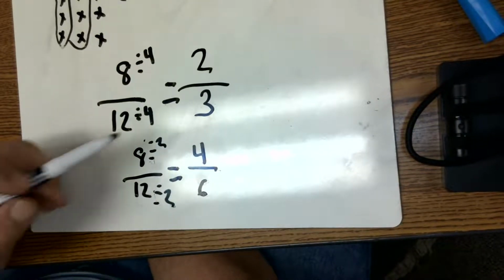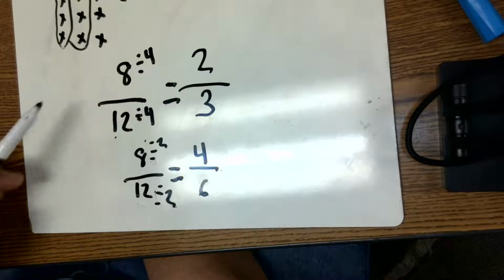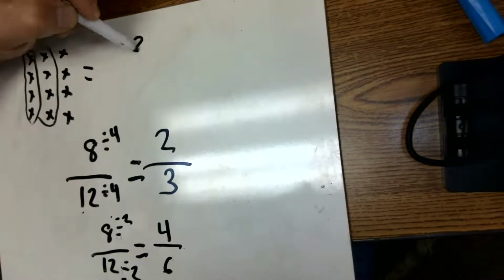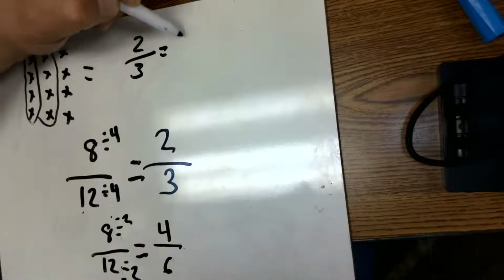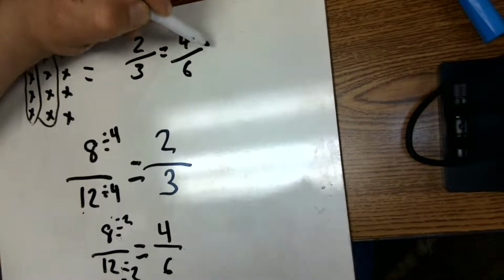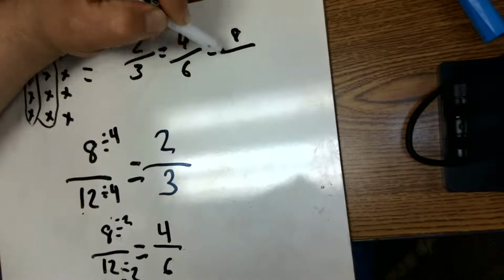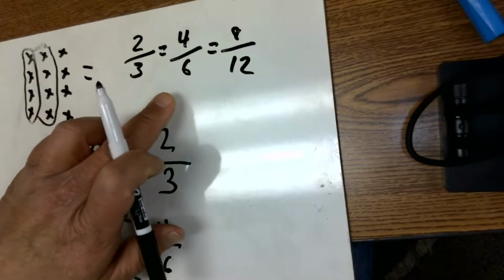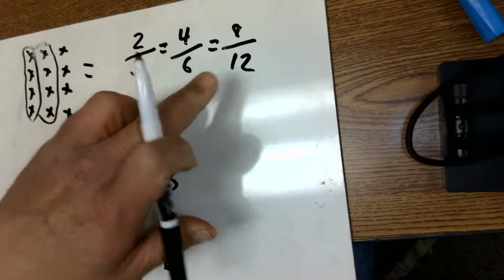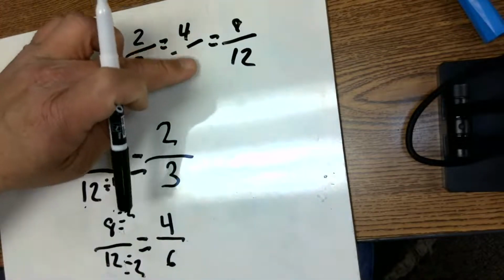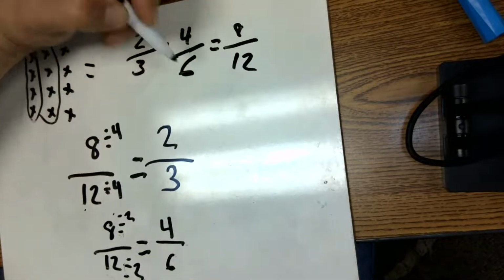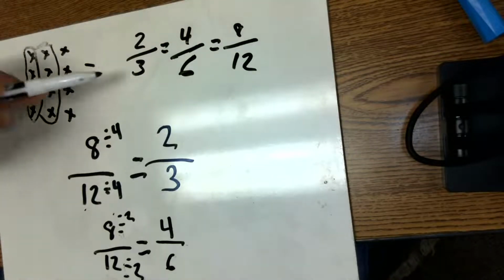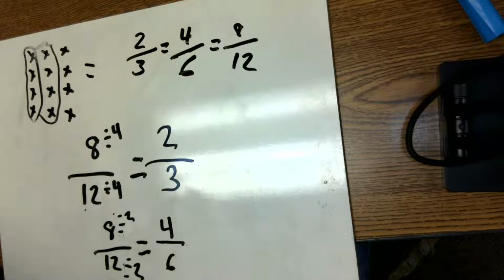So 2/3 and 4/6 are equivalent fractions to 8/12. 2/3 equals 4/6 equals 8/12. What did I do to get to 12 each time? What did I multiply by?